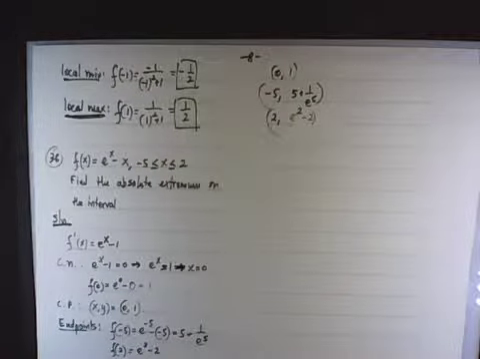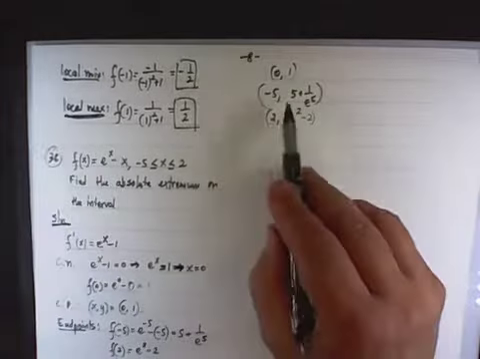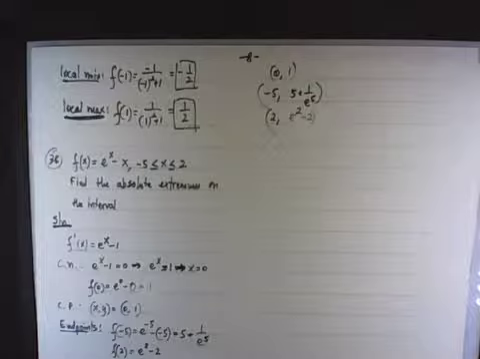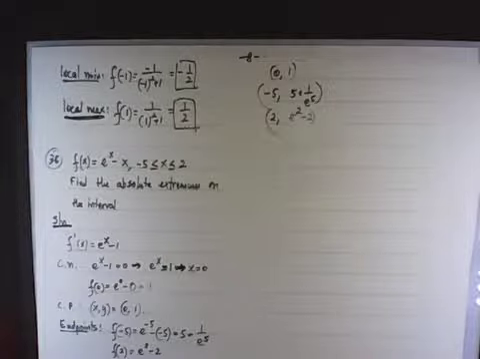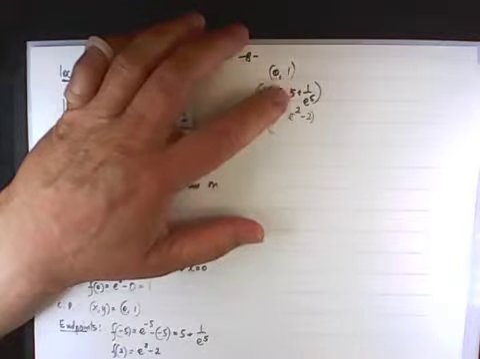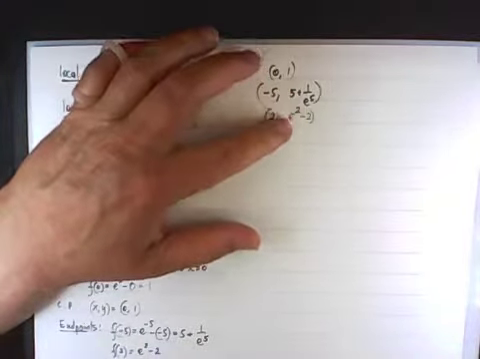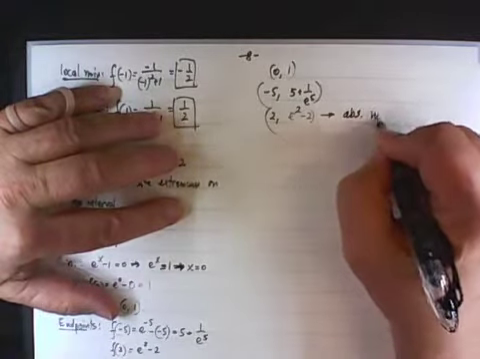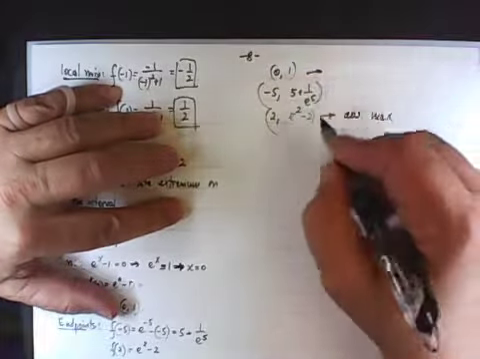Okay, so which one is which? Which is the highest y value? Is it e squared minus 2 or 5? E squared minus 2 is greater than 5 plus? I don't think so. E squared, well, maybe. It's a tough competition. E squared is 7.389, and minus 2 is 5.389. And 5, so this will be higher. So this will be the absolute maximum. And this will be the absolute minimum.